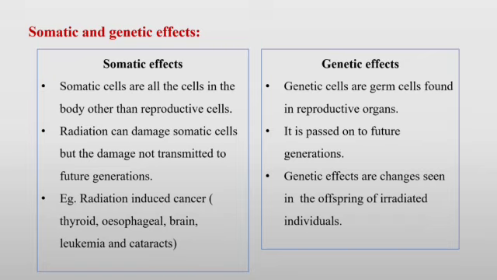Moving on to somatic and genetic effects. Somatic cells are the cells in the body other than reproductive cells, whereas genetic cells are germ cells found in the reproductive organs. Radiation can damage somatic cells, but the damage is not transmitted to future generations, whereas in genetic effect it is passed on to the future generations. Examples of somatic effects include radiation-induced cancers like thyroid cancer, esophageal, brain, leukemia, and cataract. Genetic effects are the changes seen in the offspring of irradiated individuals.